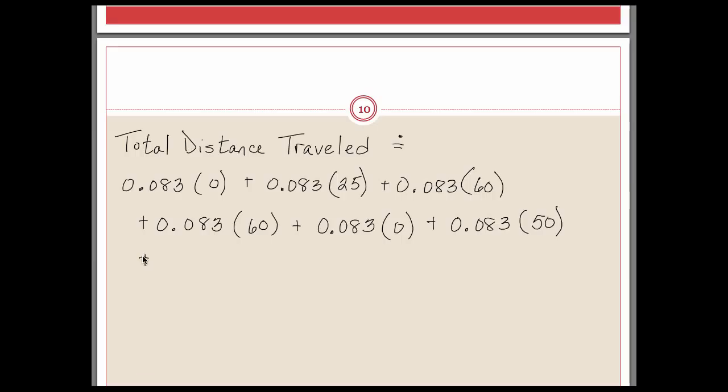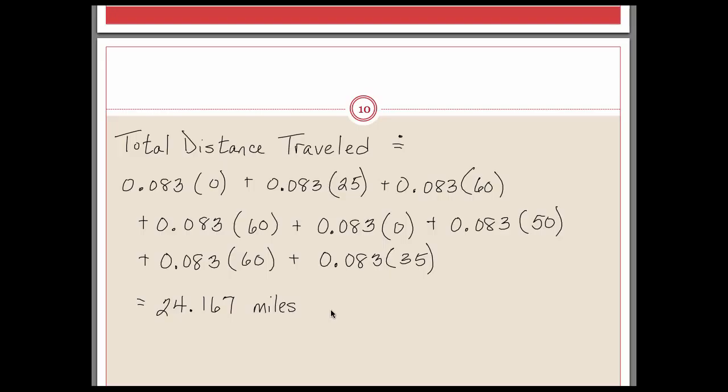Two more to go. The next rectangle, she was back to doing 60 miles an hour. And finally, the last rectangle, she was going 35 miles an hour. So if you go ahead and number crunch those, you can double check. And remember, we were trying to find the total distance Mrs. DeConti traveled, so this would be approximately 24.167 miles.